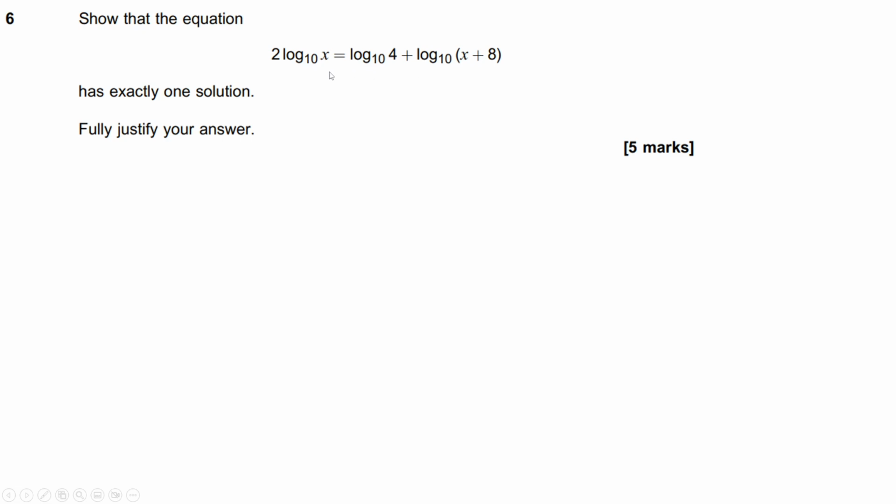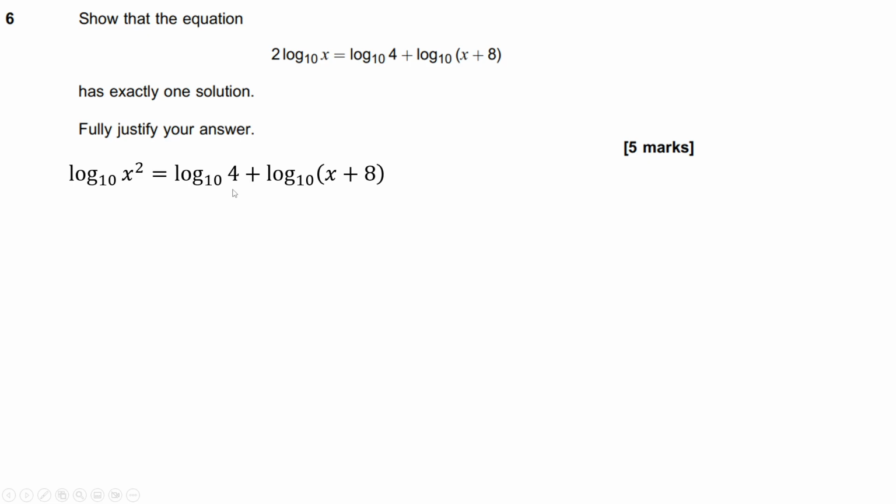Show that the equation this has only one solution. So the way that you do this is, basically, what I did was I brought this to here and brought it to the power of x here, because you can do that in logs. So this becomes log base 10 of x squared. And then you've got this.